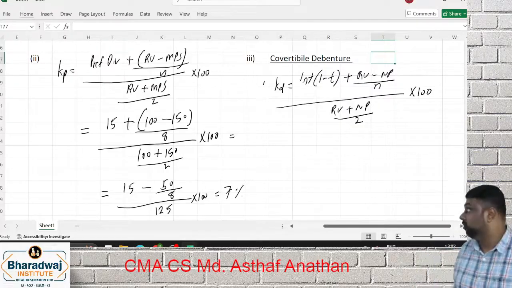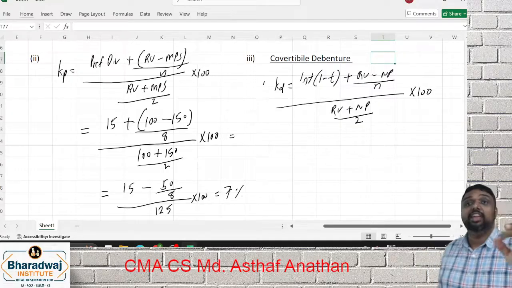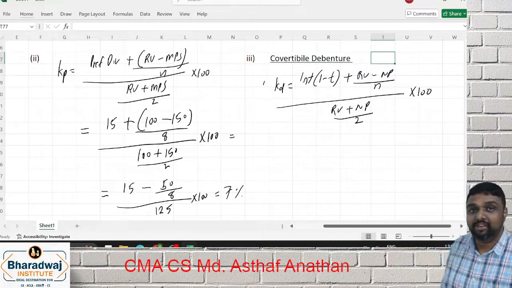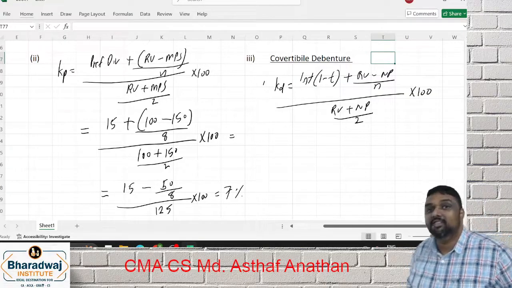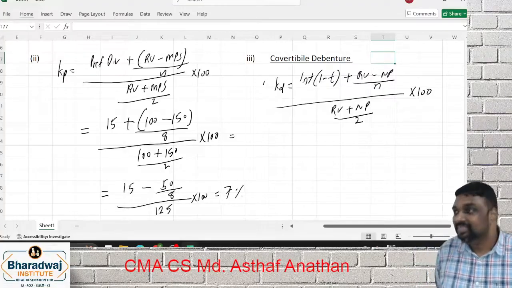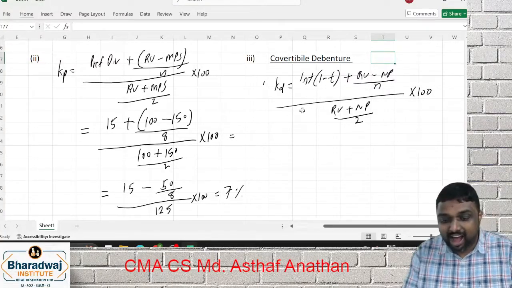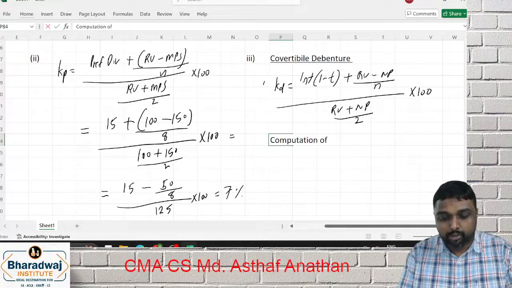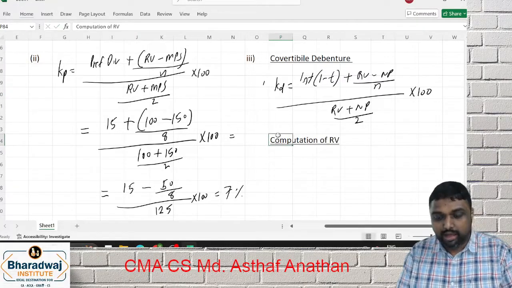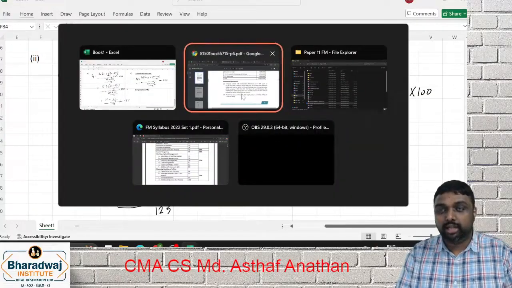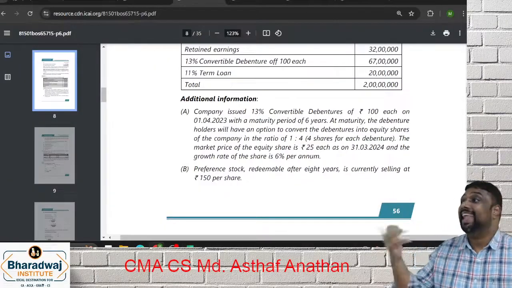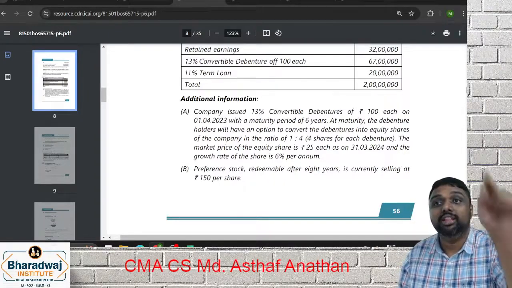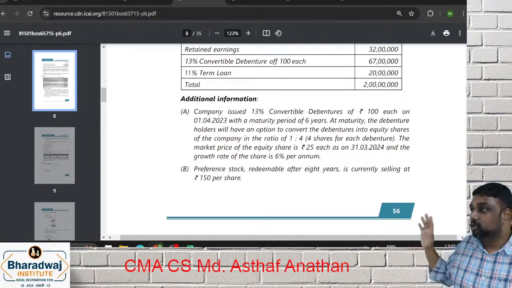My first question to all of you: is it given or not given? In the previous question it was not given, we assumed at par. Here, is RV given or not? Here the clue is given for RV, we have to compute it. Computation of RV: on maturity you won't get cash, you will convert into equity. So the value of equity is your RV. It's a new model concept.